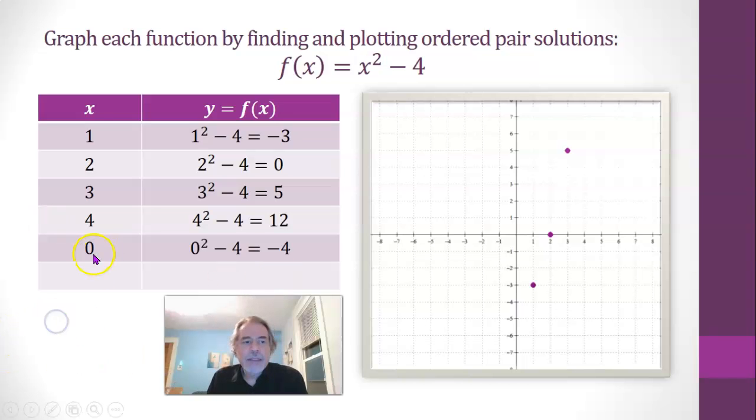So what happens when x is 0? The y that goes with that would be 0 squared minus 4, which would be negative 4. So that gives us a point on the graph at 0, negative 4. How about when x is negative 1? Negative 1 squared. That would be negative 1 times negative 1, so that comes out positive 1. Minus 4 gives you negative 3. So we have a point on the graph where x is negative 1 and y is negative 3.